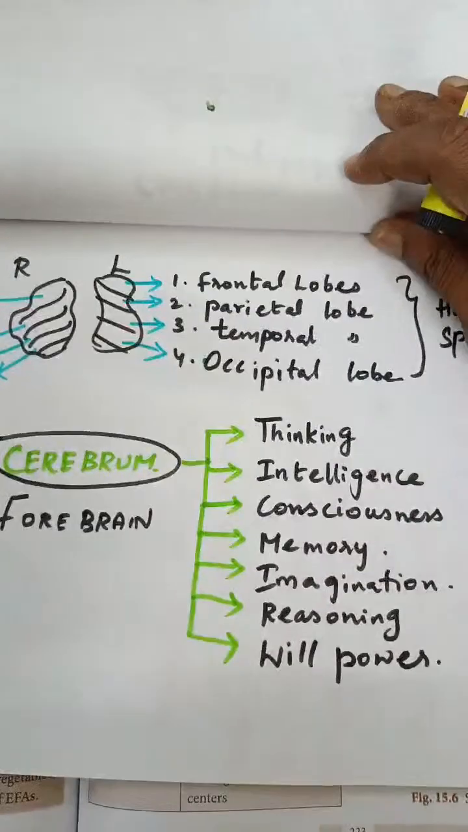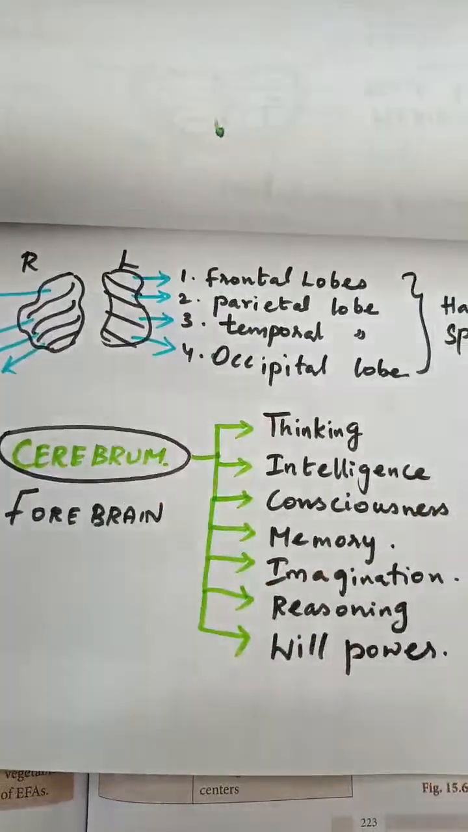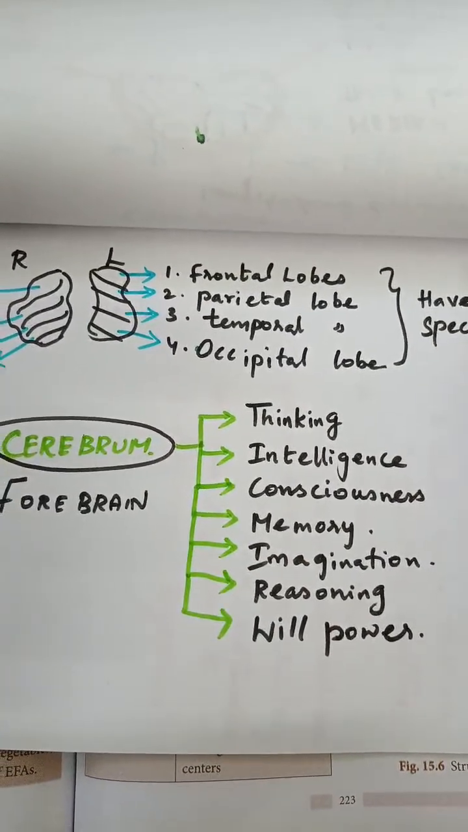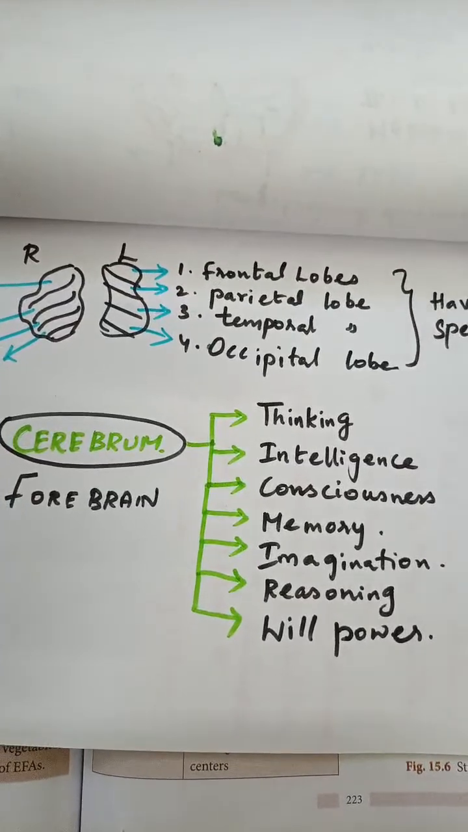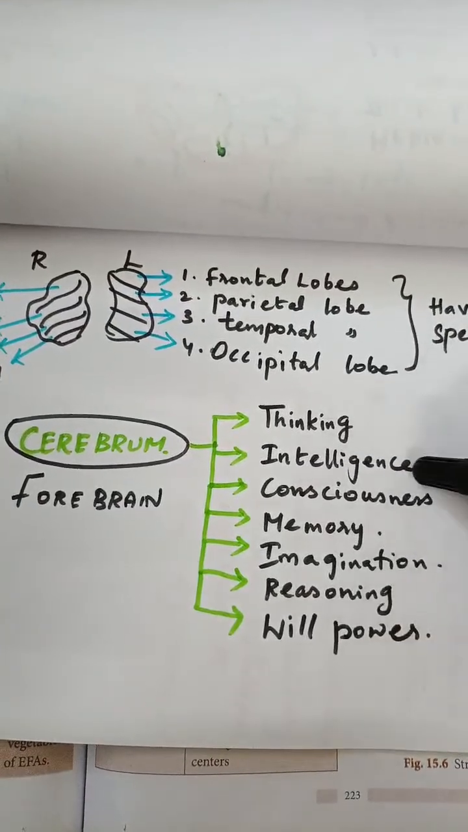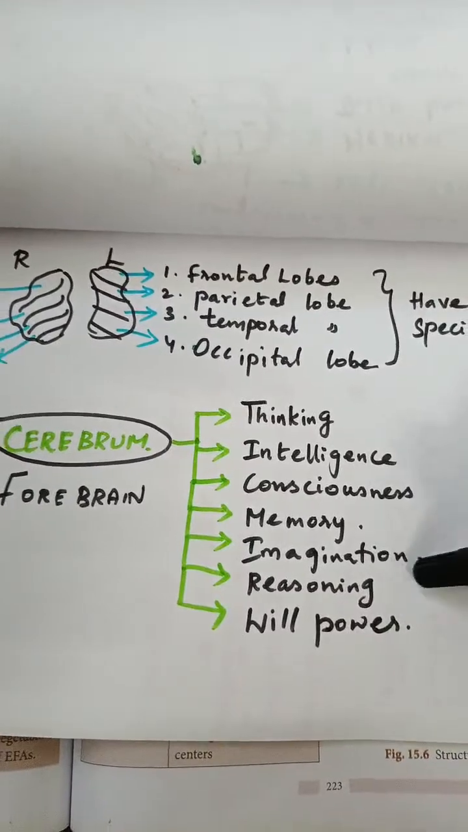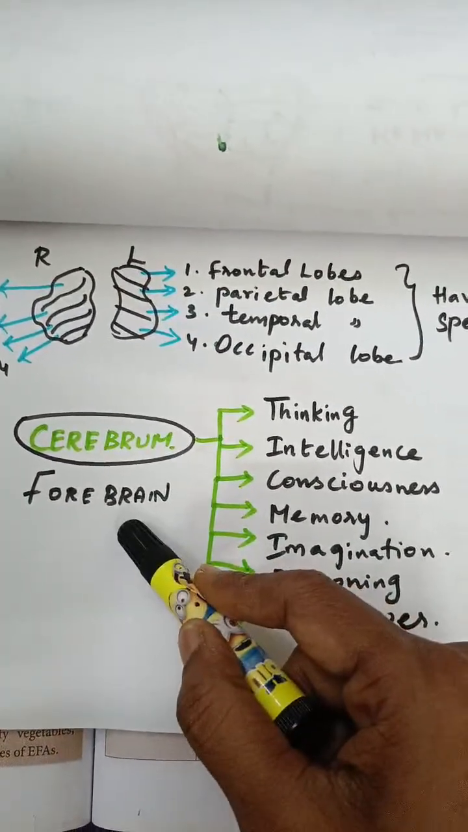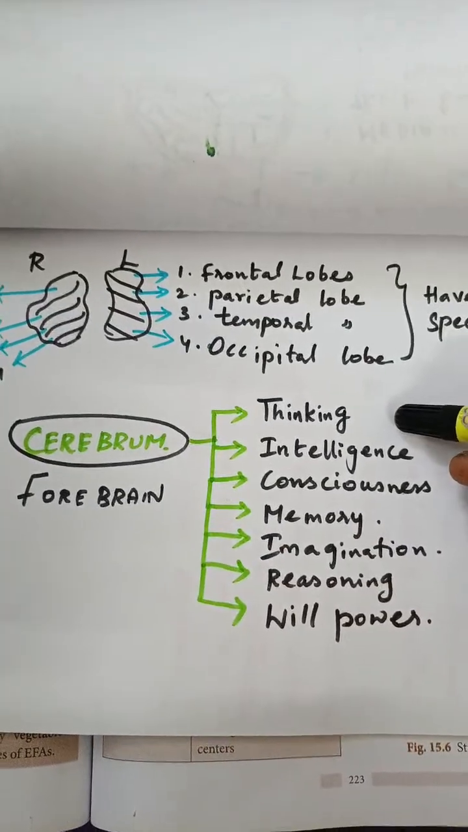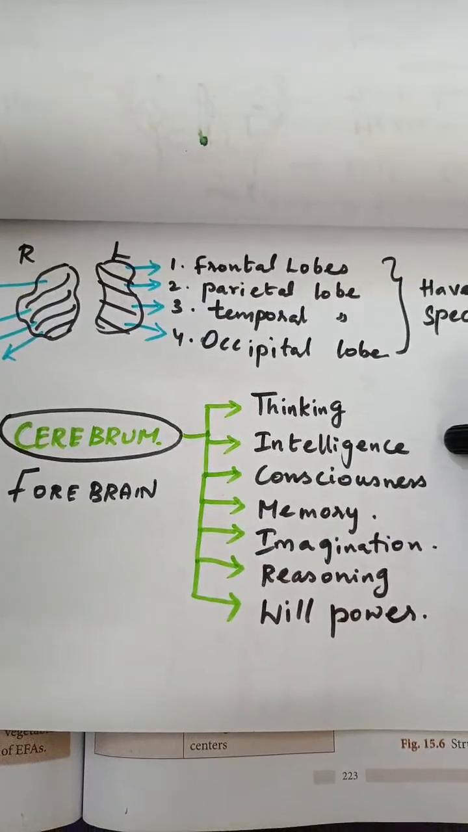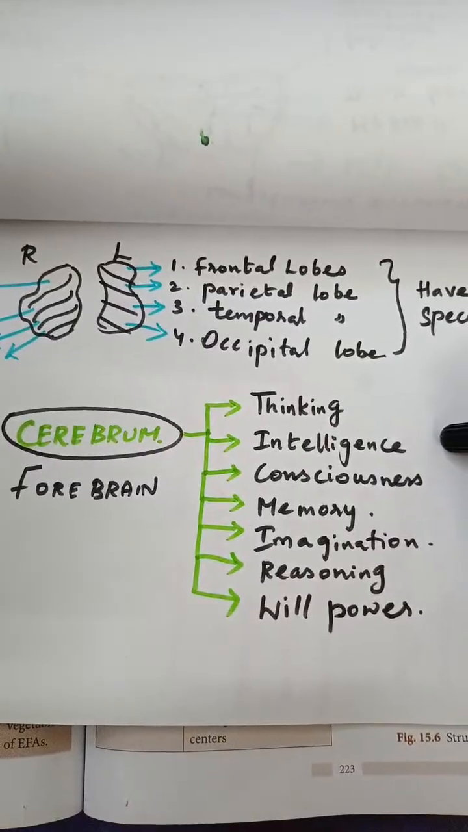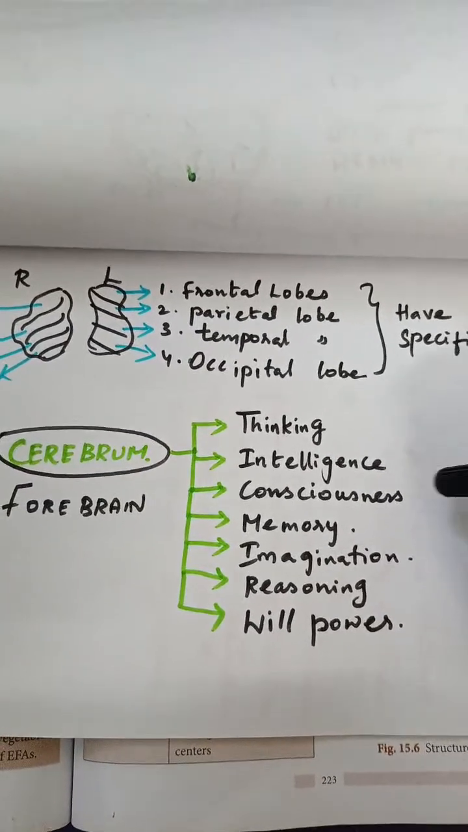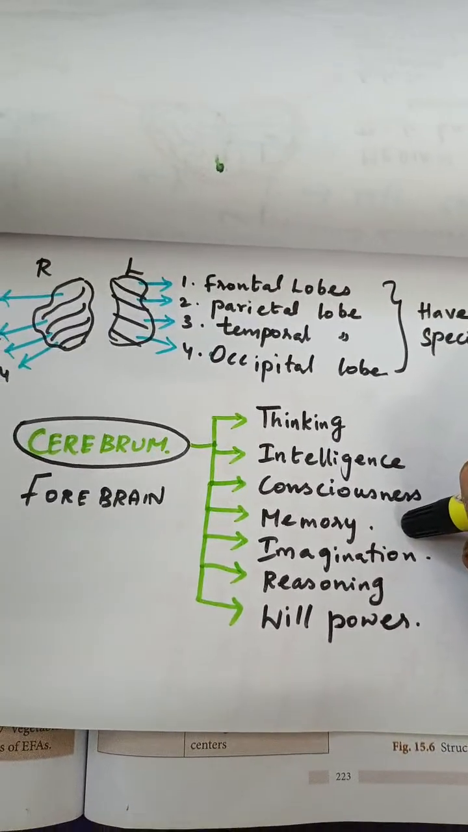And next, what is the function of the cerebrum? Right now we have studied the structure, what the parts are, and what it is involved in. Now we are going to see the main function of the cerebrum, the forebrain. Why do we need it? We humans think, and many of us are intelligent, most of us are geniuses, and most of us are conscious, and most of us have a high memory.